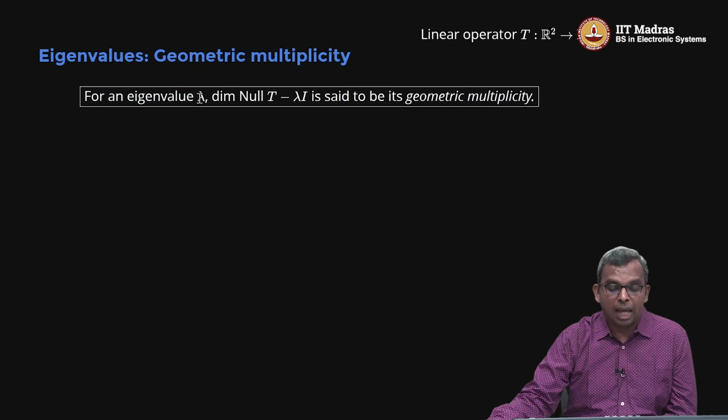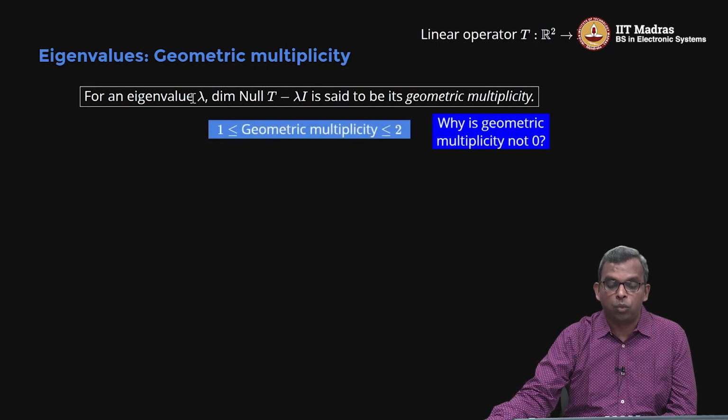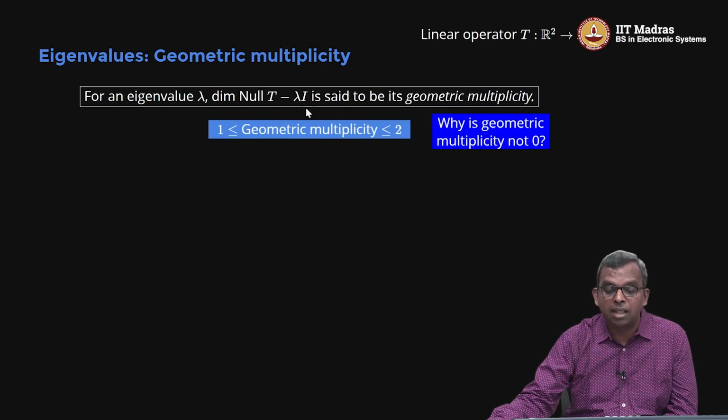So, you have an eigenvalue lambda, and the null space of T minus lambda I is actually not empty. It has non-zero values, not just the origin; there is something more. The dimension of this null space is called the geometric multiplicity of lambda. We know that geometric multiplicity cannot be 0, because this null space of T minus lambda I has at least one non-zero vector.